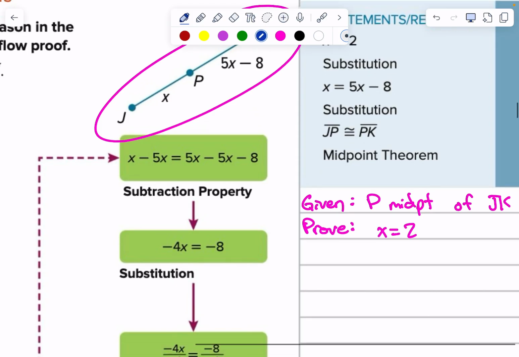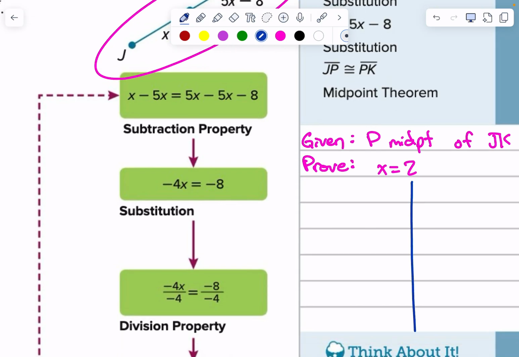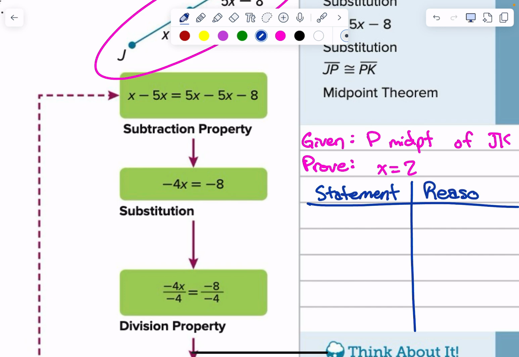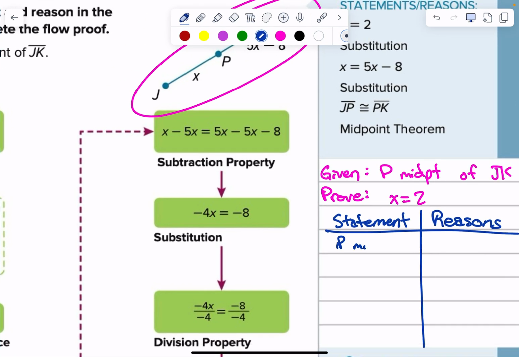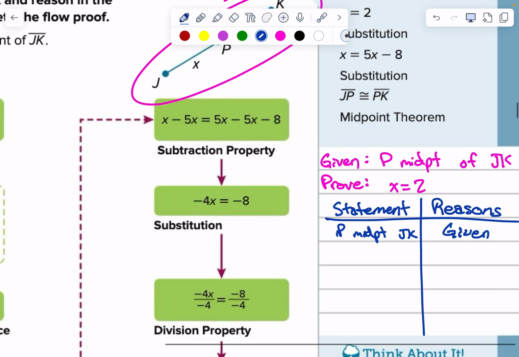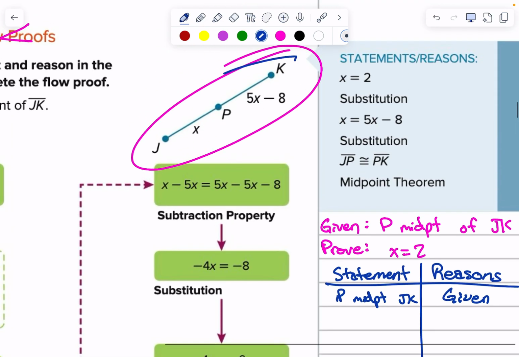Okay. Do you remember how we start the proof? What are our titles? Statements, reasons. So we put statements on the left and reasons on the right. Yep, and you state your given first. So P is the midpoint of JK, and we put reasons: given. That's where we start every single proof. We start with the given or a piece of the given. Sometimes they'll have multiple parts of the given and we won't do them all at the same time, but we have to start with a piece of given to begin with. Good? Beautiful. Okay. All right. This is the diagram that we have going on here.